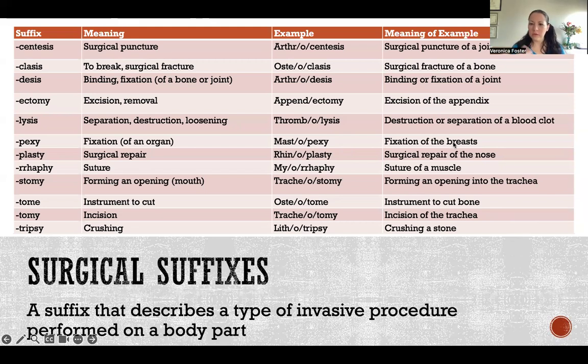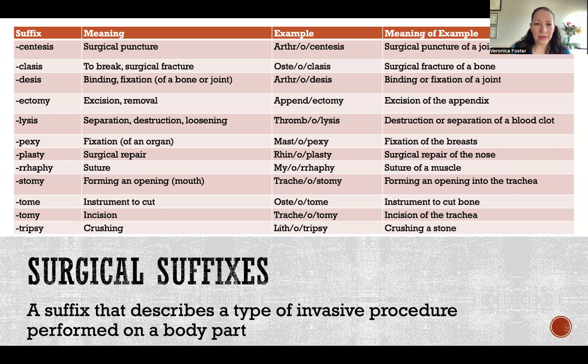And I put the meanings of each example on the right side here so you can follow along as we go, but I'm not going to necessarily discuss each one. So the first suffix is centesis, which is a surgical puncture, and a good example of a term that includes centesis is arthrocentesis. Next is clasis, which means to break, as in a surgical fracture. So, like a fracture performed intentionally during surgery to correct a bone. And an example would be osteoclasis.